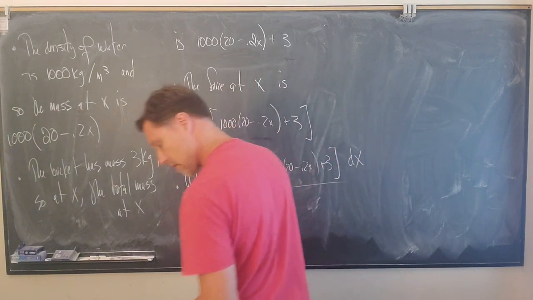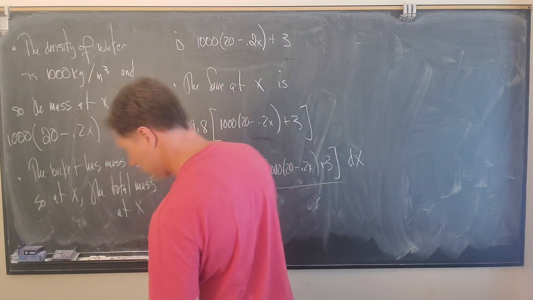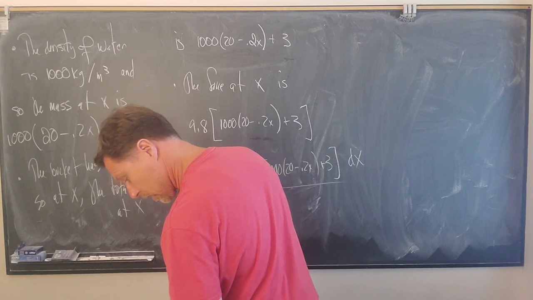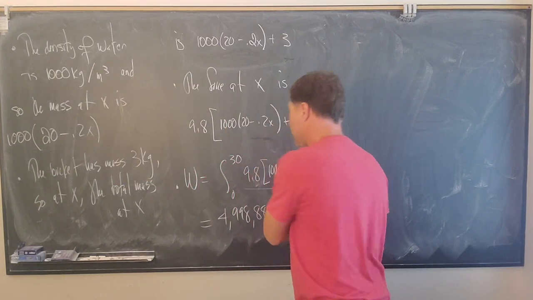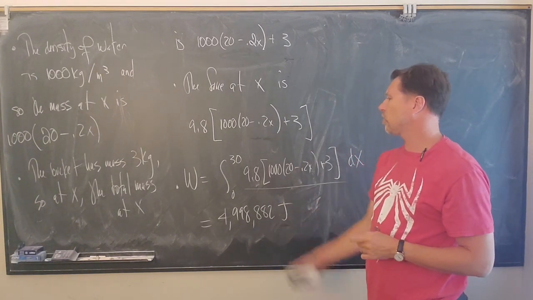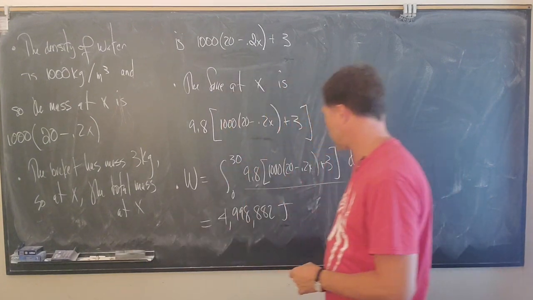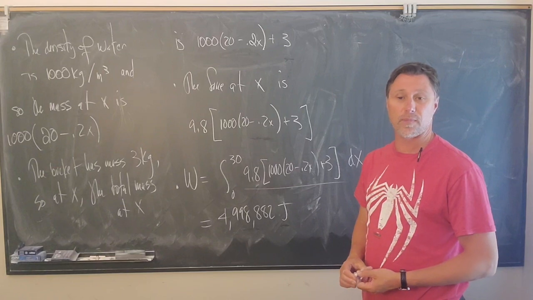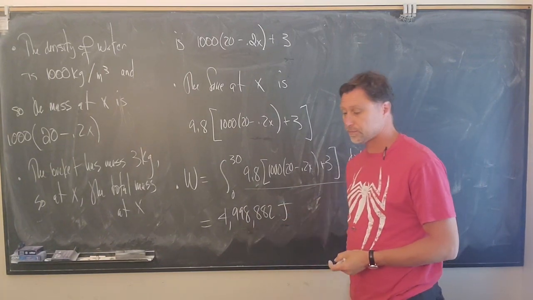So it is 4,998,882. Remember, we're working in the metric system, and so the units of work are joules. Right? That's an enormous, when I first wrote this problem, I didn't really notice why I was getting such a gigantic answer. The answer is gigantic because that's a huge bucket. 20 cubic meters, that's a lot of water. All right, so this answer, well, there's the answer.